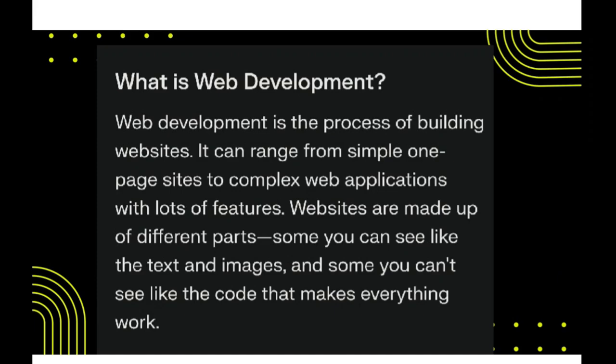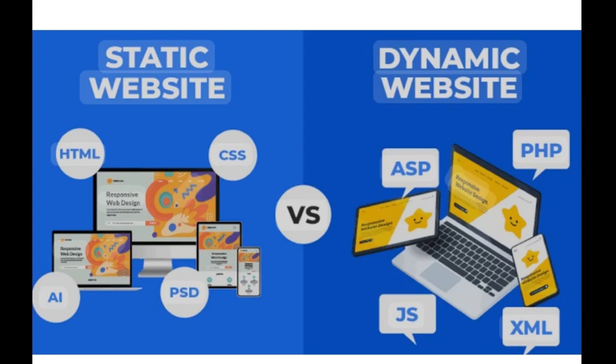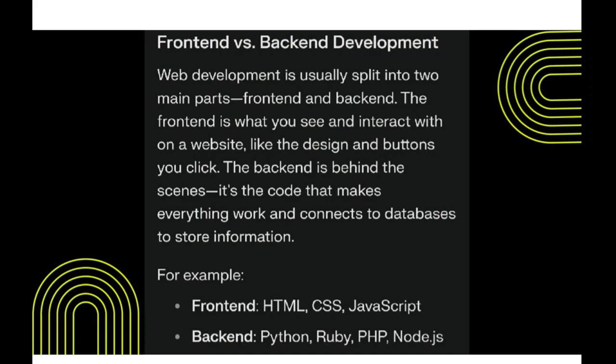Websites can be very simple, like a single page with your favorite drawings, or very complex, like a huge game with many levels. Now, this is a picture showing a static website and a dynamic website. Everything you see here, HTML, CSS, AI, PSD, ASP, PHP, JS, and XML, they all come together to form a website.